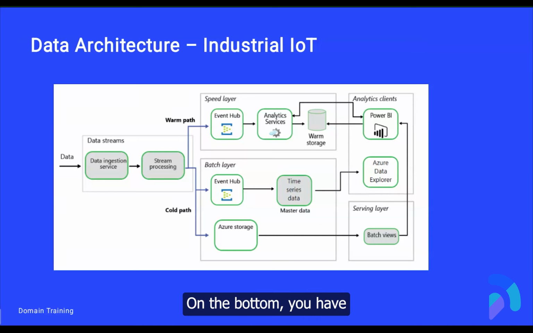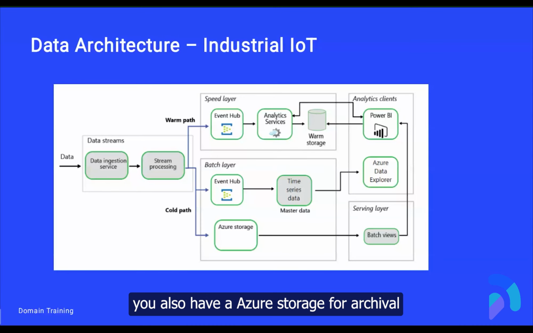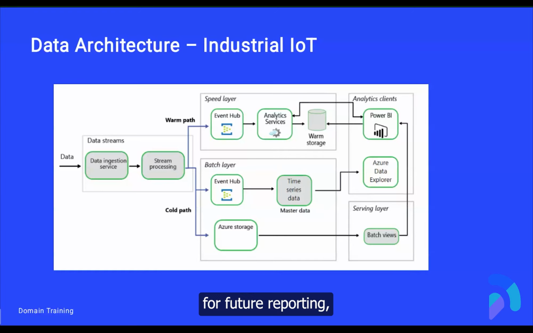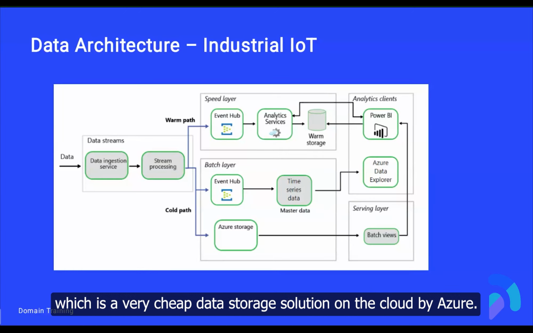On the bottom, you have the batch layer, where the cold path or the analytical path, the event hub collects the information, and you have time series data, like for the past 1 year, for past months, what was the data. Those come under batch. You also have an Azure storage for archival. For future reporting, we store it in the Azure storage, which is a very cheap data storage solution on the cloud by Azure.